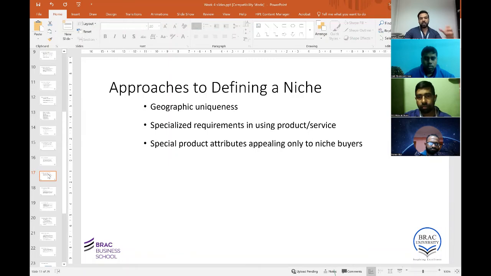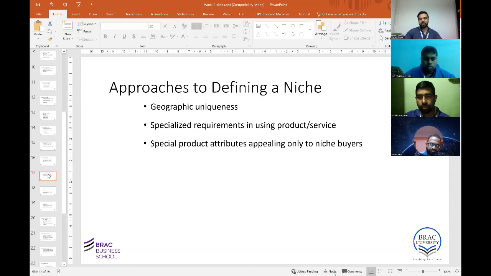You can think about specialized requirements in using the product or service. So maybe when you're offering that product, you have some specific need for a specific group of people. Like women, you're offering that travel only to the working or the corporate women who are busy. They don't have time to book their holidays. So you are offering this only for the busy women or for the pregnant women. You're offering a product especially for the pregnant women.